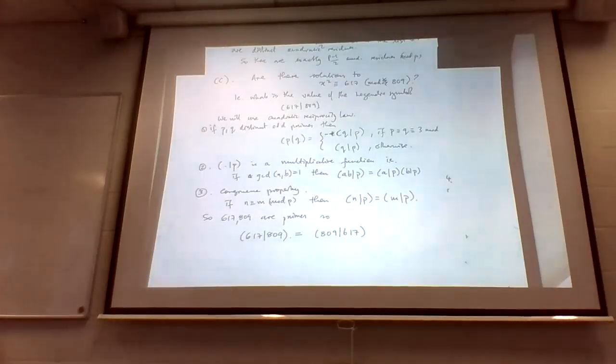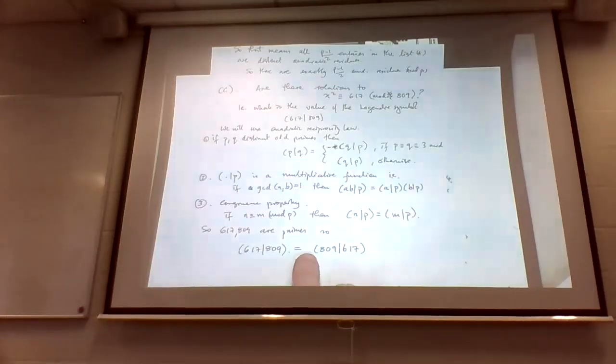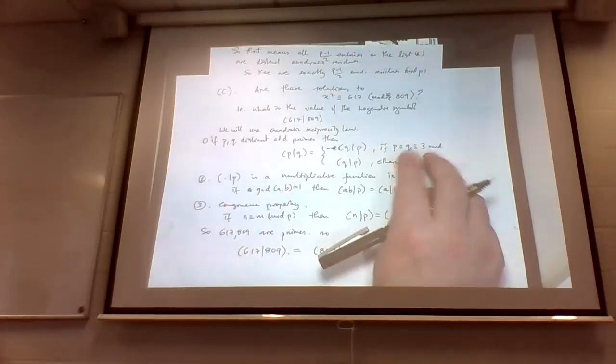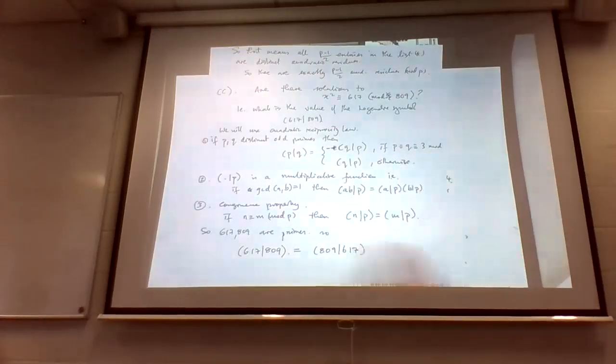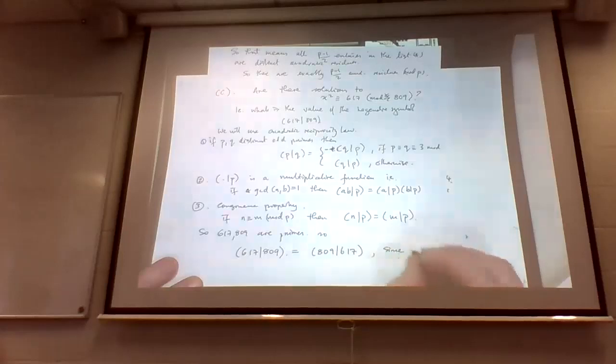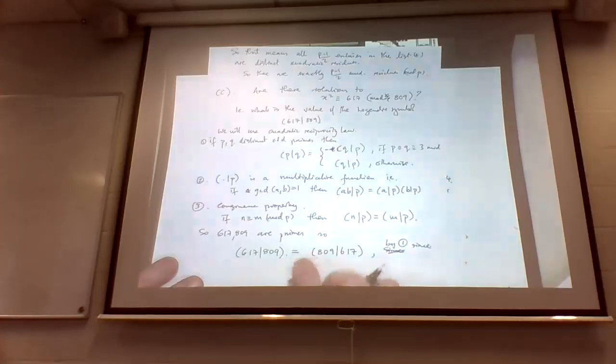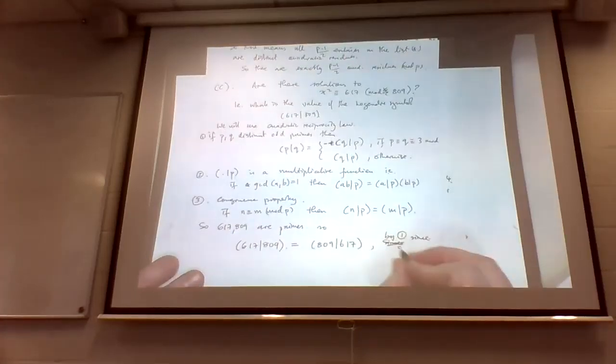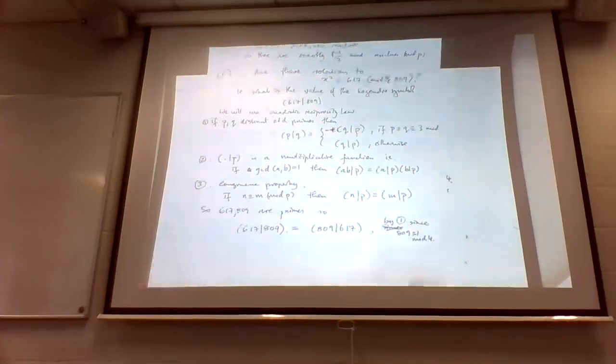Now you have to stop and think: do you need the extra minus sign? You need the extra minus sign if they're both congruent to 3 mod 4. If not, you don't. So just test one of them. 809 is congruent to 1 mod 4, so you don't need the extra minus. Since 809 is congruent to 1 mod 4, it's not the case that they're both congruent to 3.